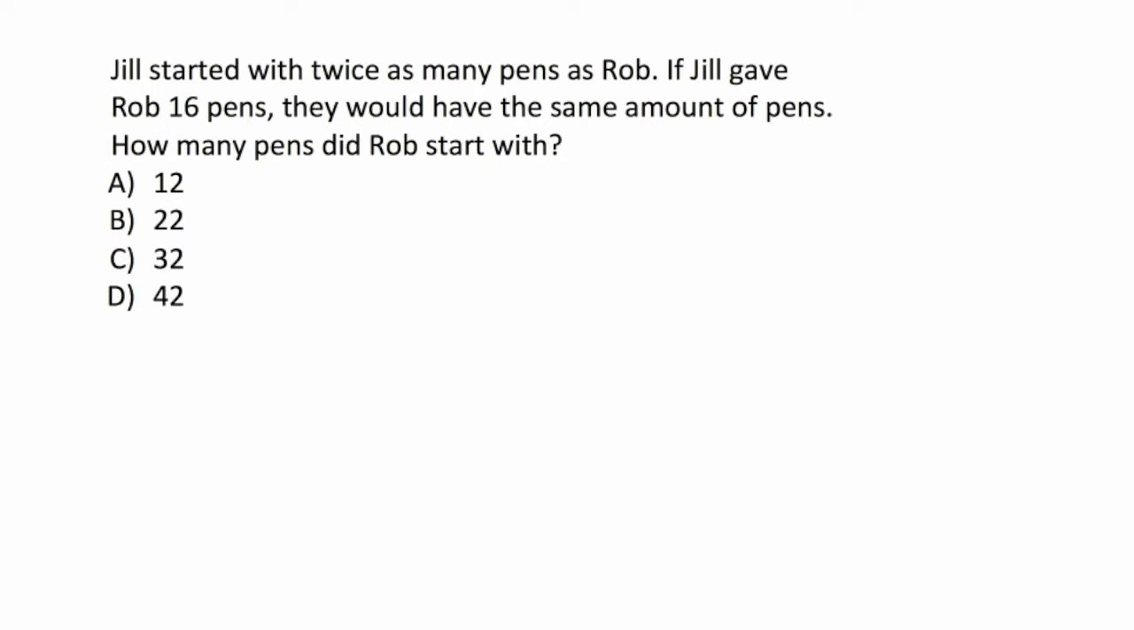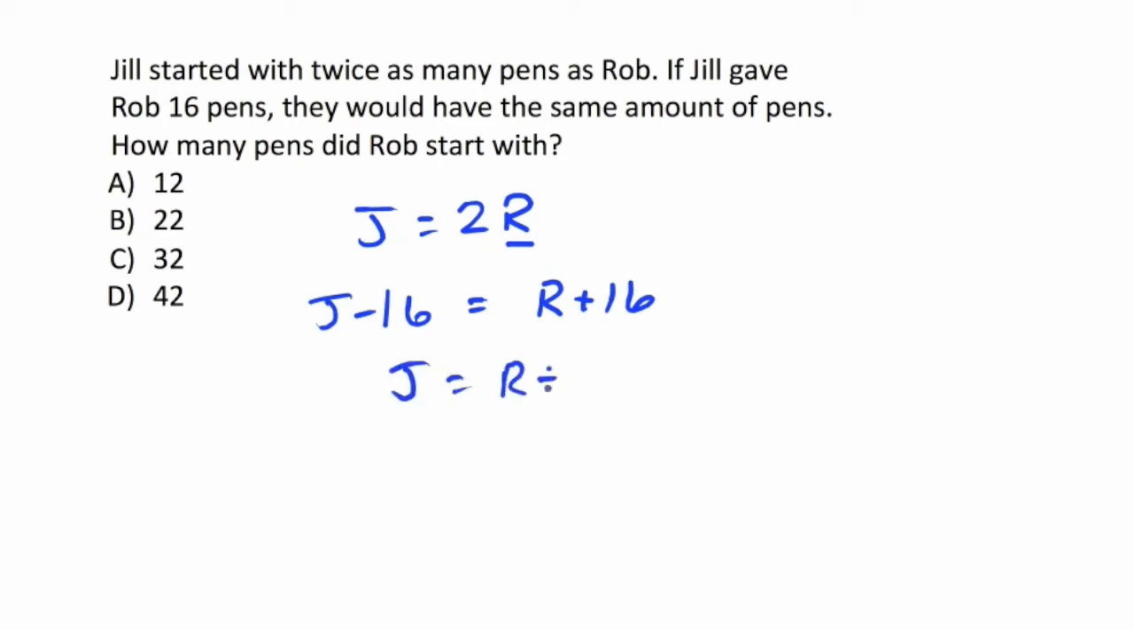Again, we need to do a system of equations. Our first equation says Jill started with twice as many as Rob. So Jill is going to equal 2 of Rob. And Jill gives Rob 16 pens, so J minus 16. Rob is going to get 16. Simple enough. And they want to have the same amount of pens. We want to solve for Rob here. So we need to fill in J with R terms. We're going to solve for J in terms of R so we can fill in over here. J is going to equal R plus 32 if we add 16 to each side.